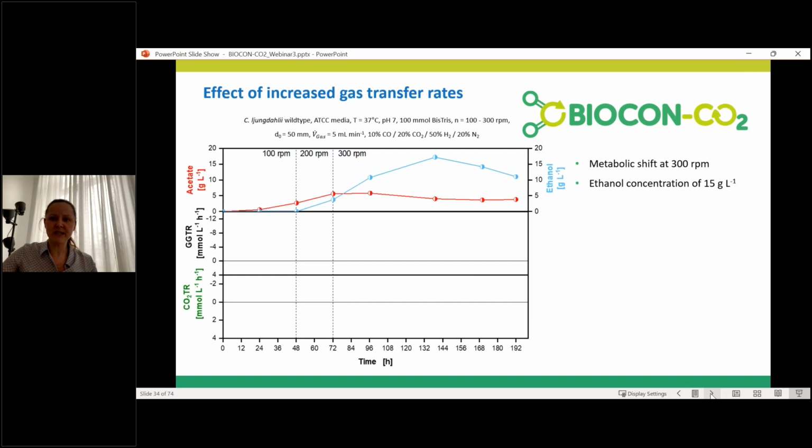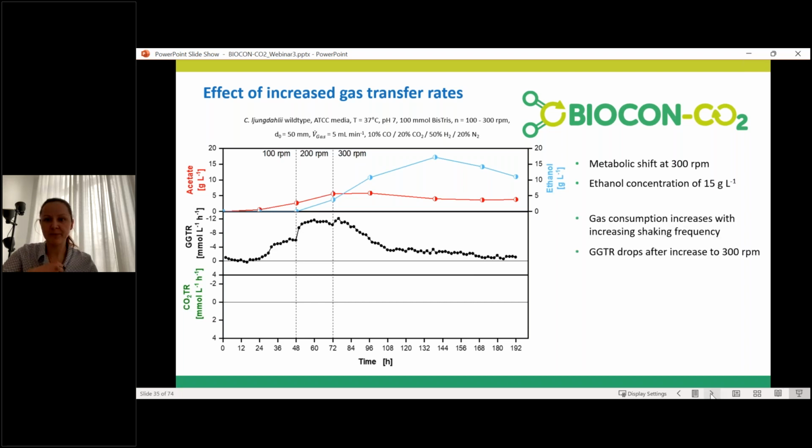What is also interesting is that we can see a metabolic shift at 300 RPM, where the organism stops producing acetate and just goes into the production of ethanol. Looking at the gross gas transfer rate. Next slide, please.